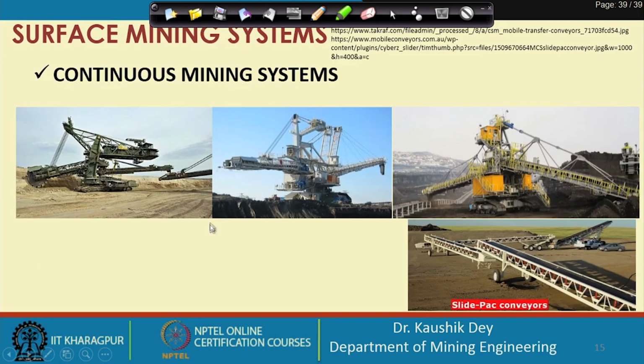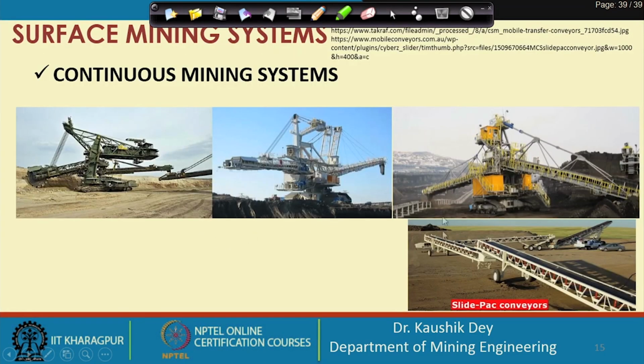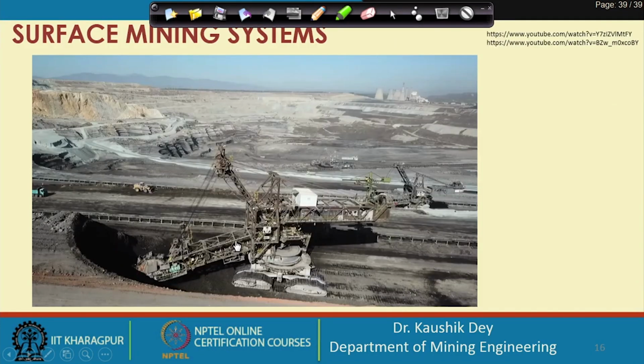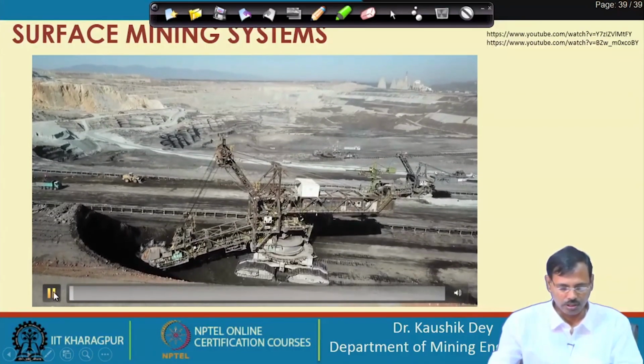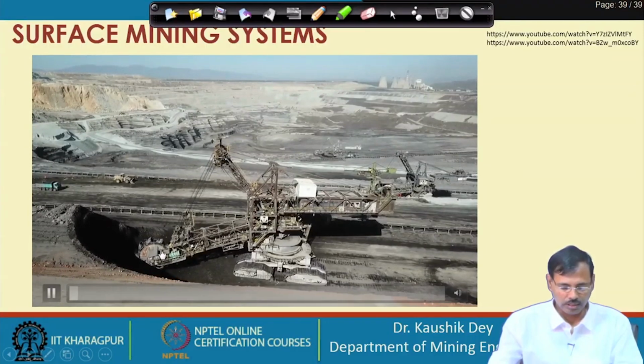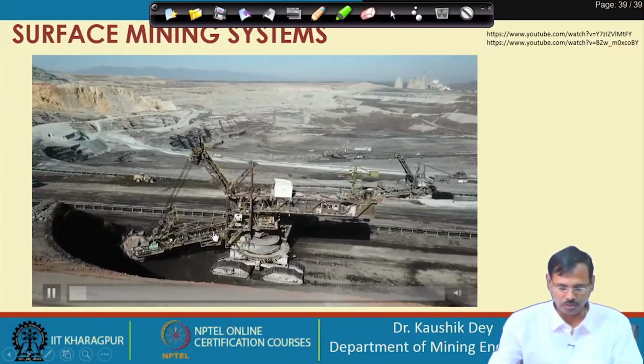Now, you can see what are the possible continuous mining systems we are having. A possible excavation system is the bucket wheel excavator, which is very commonly used as the continuous mining system. We are having continuous transportation systems, such as the conveyor, etc. You can see a video of the continuous mining system. In this video you can see this continuous excavation is carried out, and in this continuous excavation the material is transported into the conveyor.